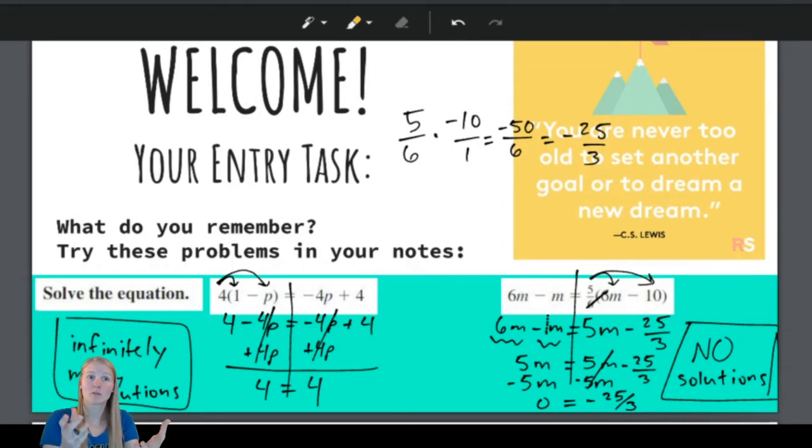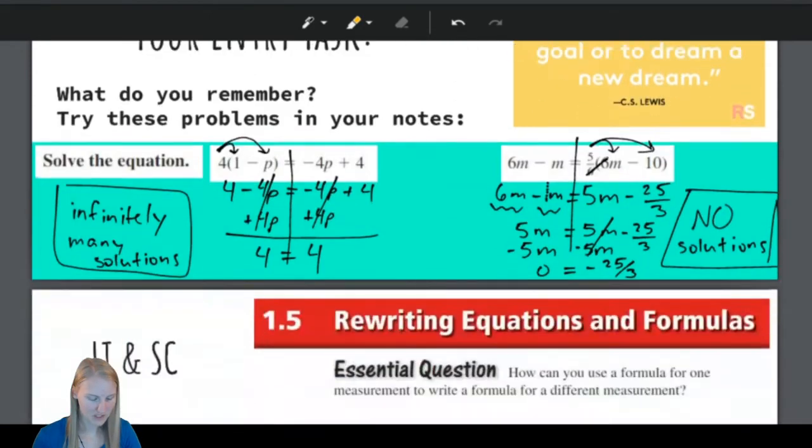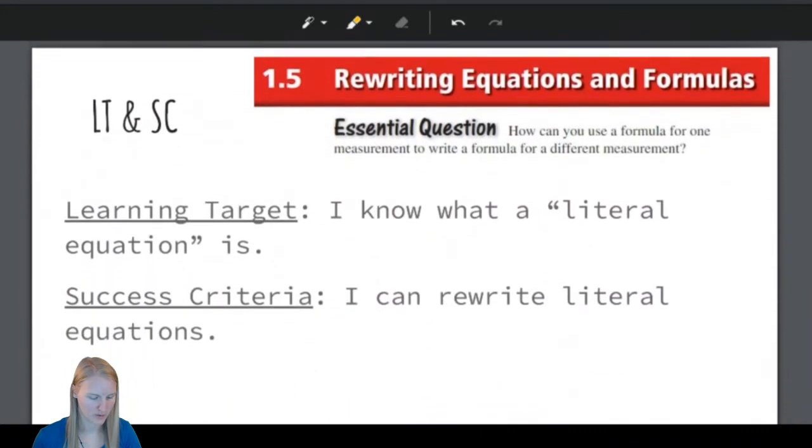Alrighty. Did you get them right? Did you make a few mistakes? Either way, your brain is growing. Good for you. Let's move on to what we have for today.